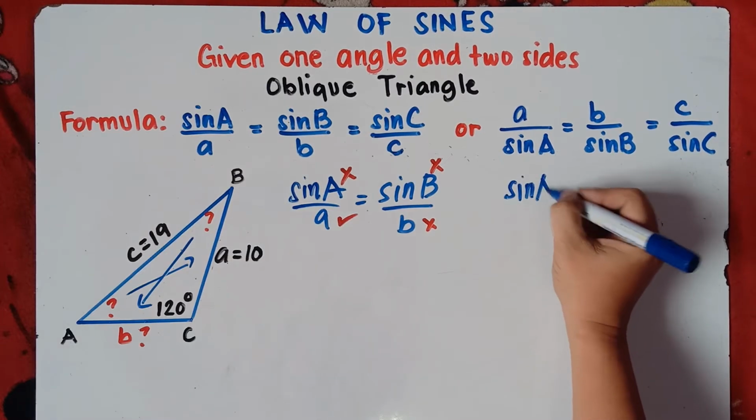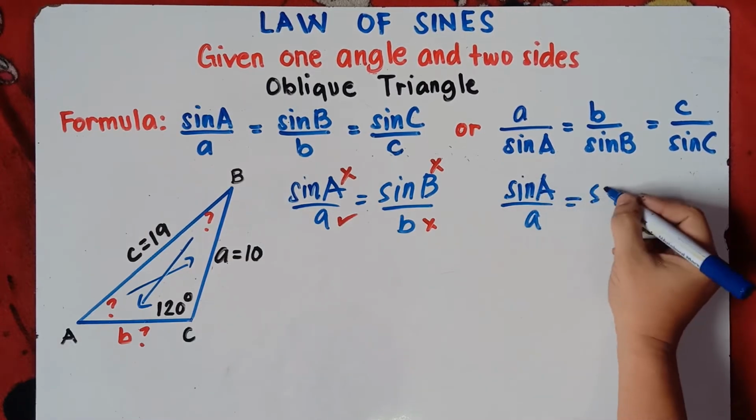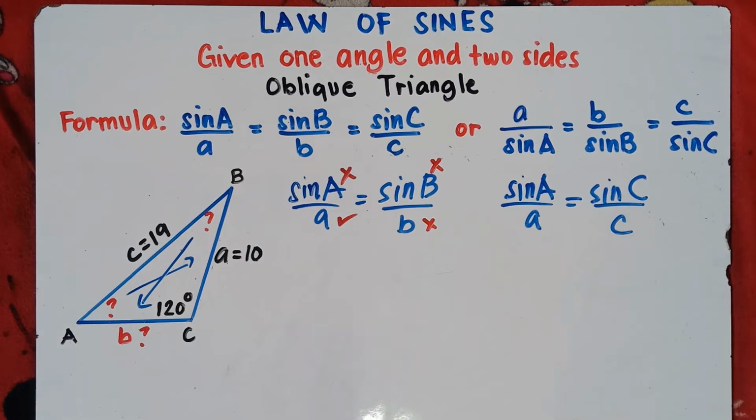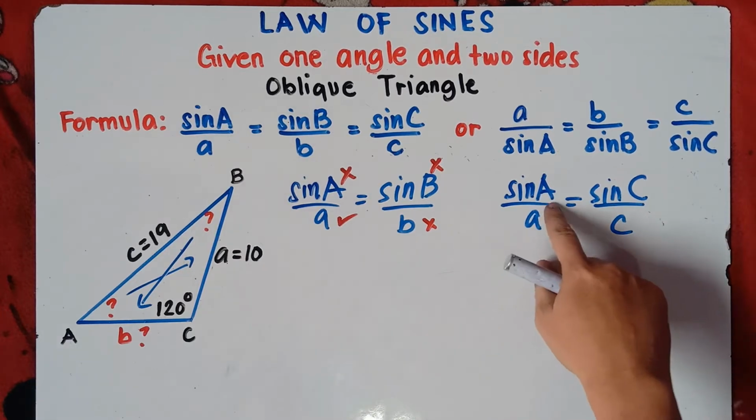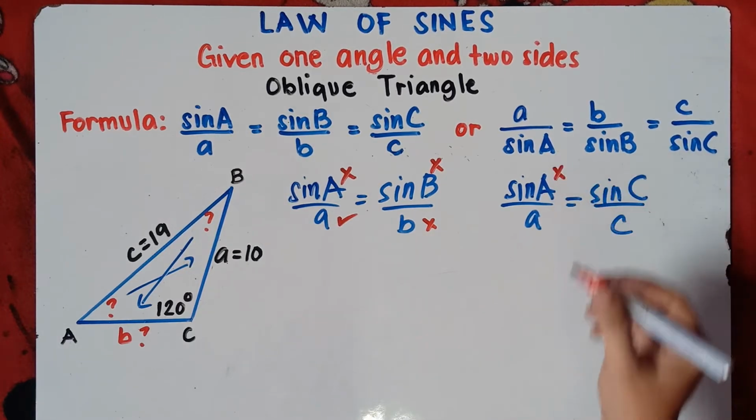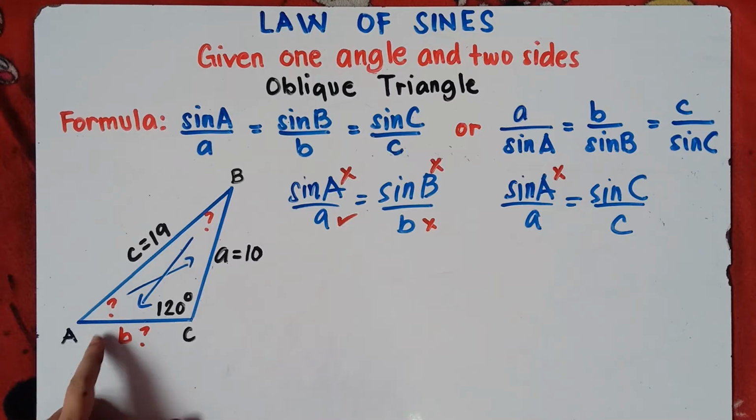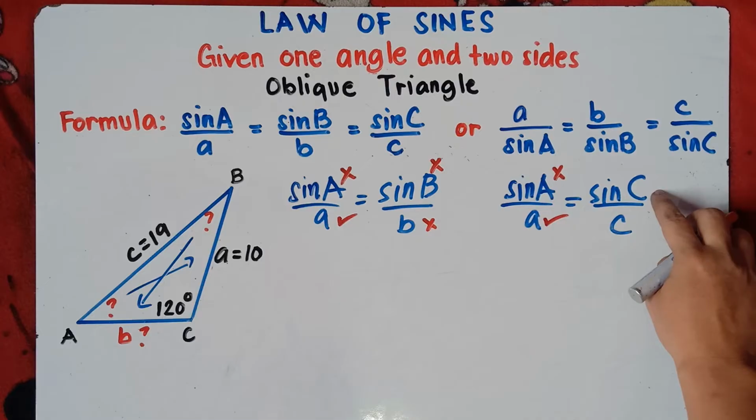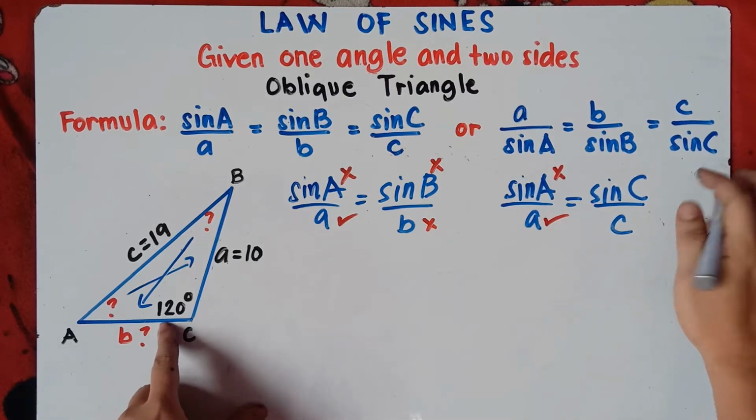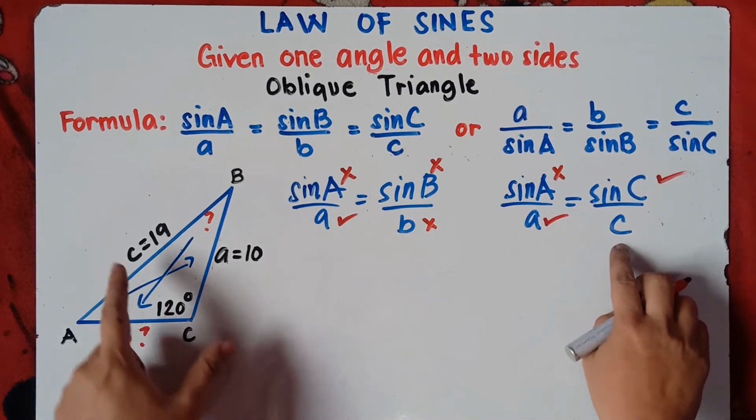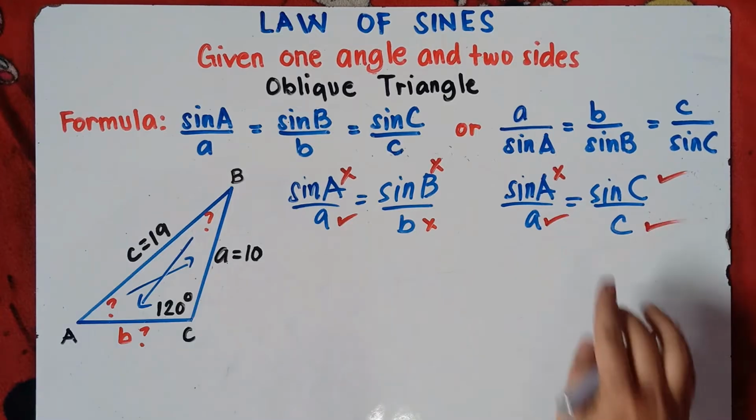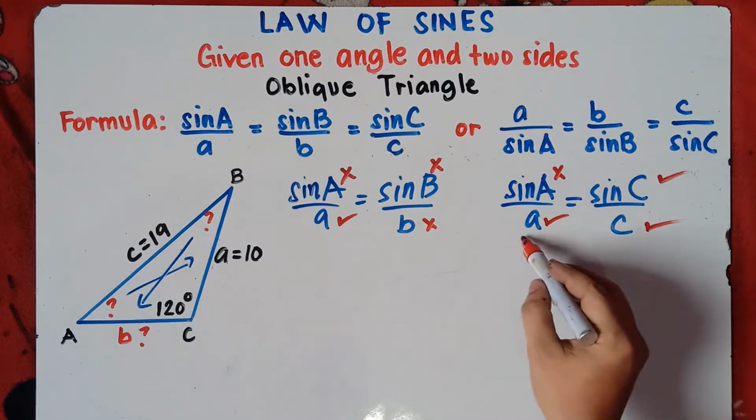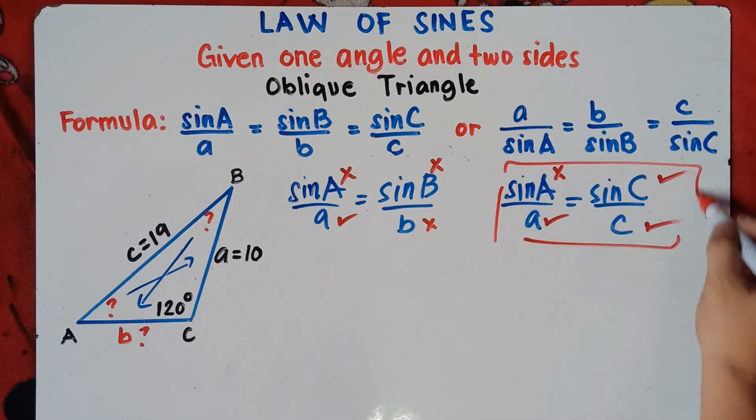So sine A over A equals sine C over C. Do we have angle A? Nope, we don't have angle A. That's the thing we're told to find, this angle A. Do we have side A? Yep, we have side A. Do we have angle C? Yep, we have angle C, that's 120. Do we have side C? Yep, we have side C. We only have one unknown, therefore we can use this formula.